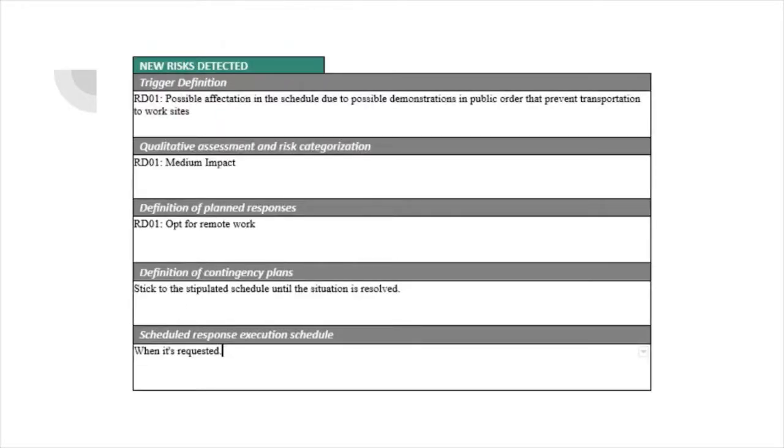New risk detected, trigger definition, RD01: possible affectation in the schedule due to possible demonstration in public order to prevent transportation to work sites. Qualitative assessments and risk categorization, RD01, medium impact. Definition of planned responses, RD01, OPT4, remote work. Definition of contingency plans: stick to the stipulated schedule until the situation is resolved. Schedule response execution when it's requested.